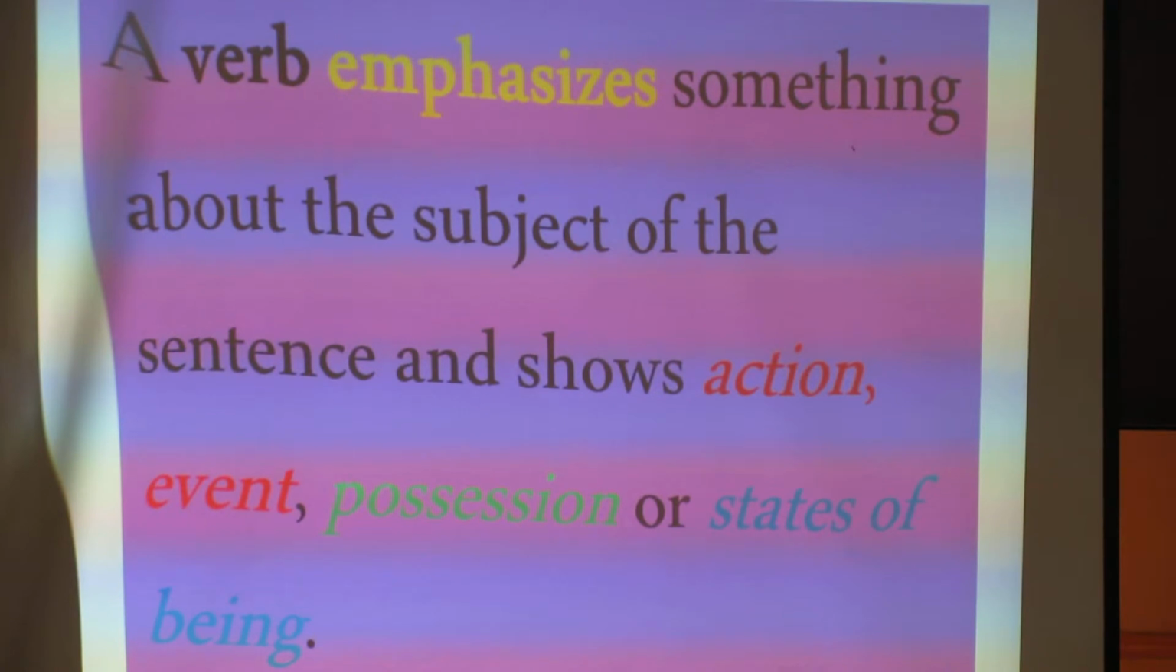A verb emphasizes something about the subject of the sentence and shows 3 things. Its function shows action or event. Here it deals with verb to do. It shows possession. It deals with verb to have. It also shows a state of being. In this case, we understand that it deals with verb to be.